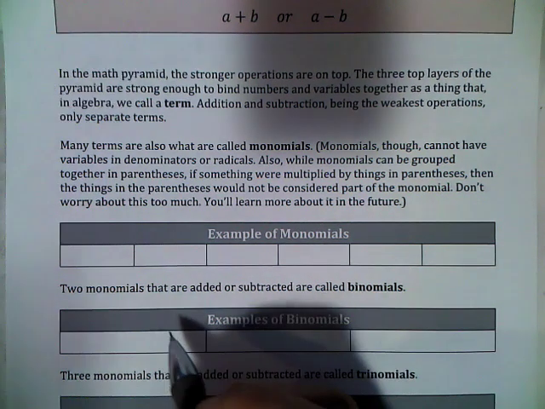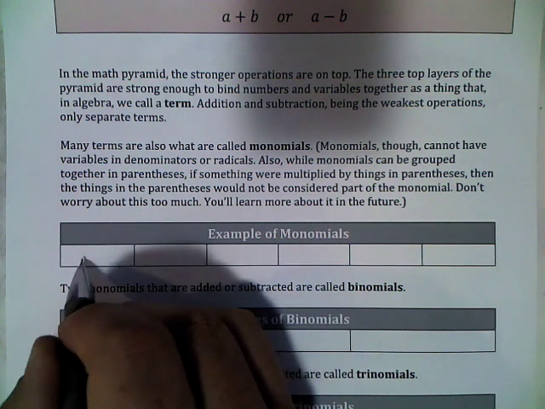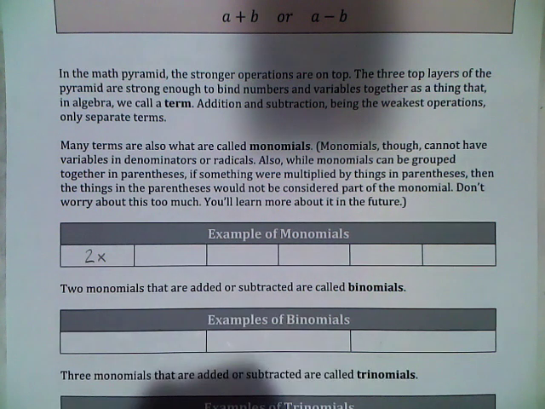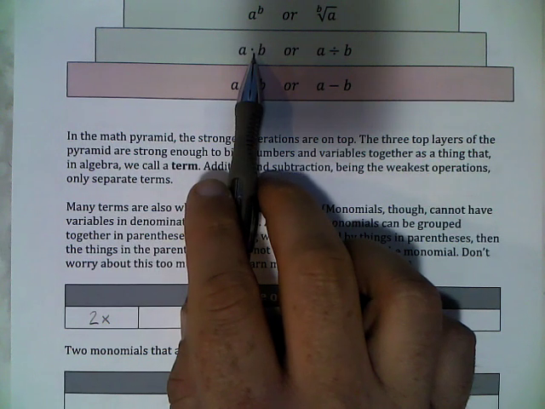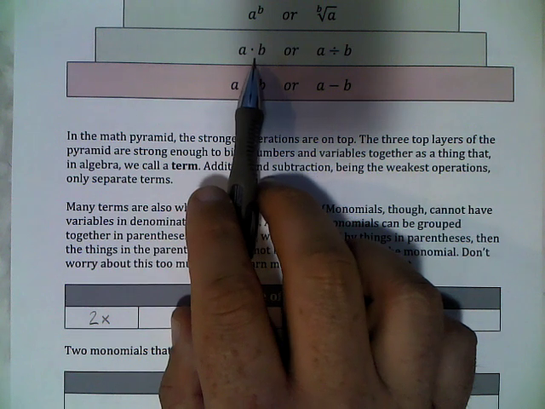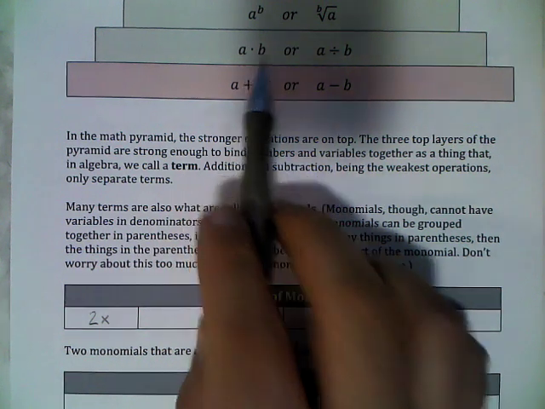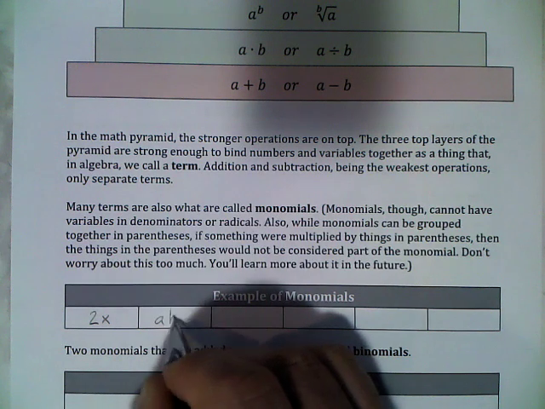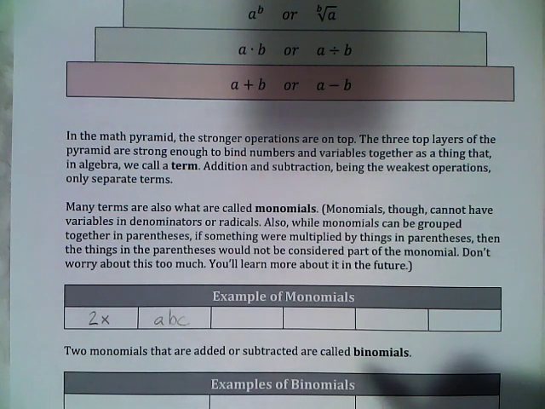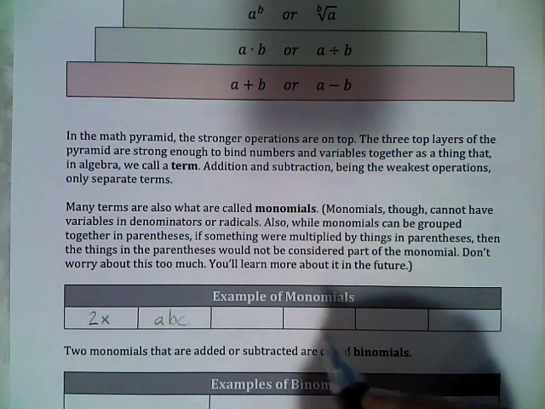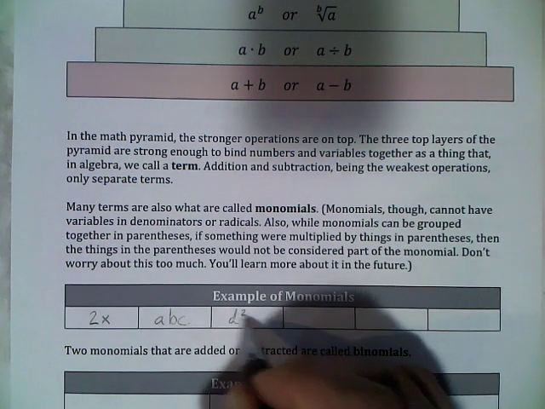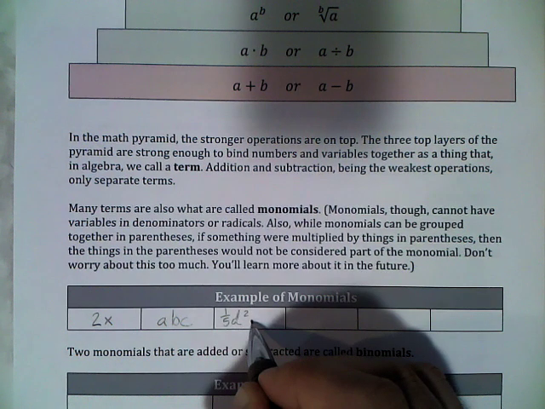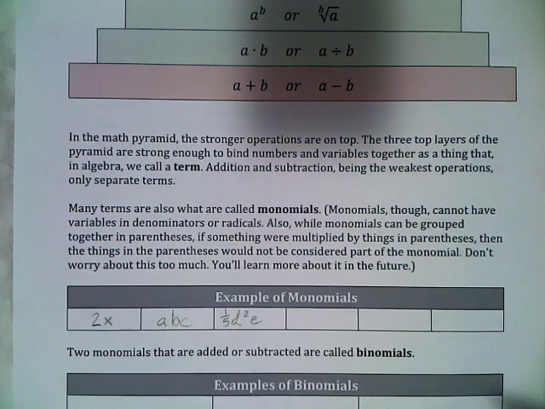So some examples of monomials. 2x would be a monomial. So remember that multiplication is strong enough to bind things as a term. So multiplication works. For that matter, I could have no numbers and just all variables. A, B, C would be a monomial. You could also have, let's say, 1/5 d squared e. That would be a monomial.